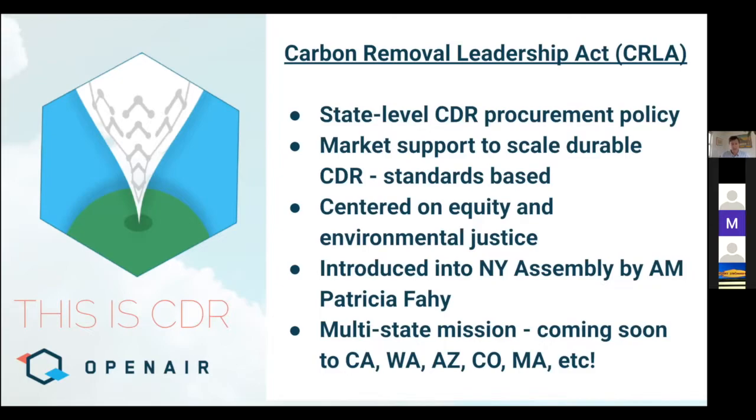We are also working to advance the policy in other states, including California, Washington, and a number of other states in North America. We need all the help we can get on the advocacy front. So again, please join Open Air and help us move this policy forward.